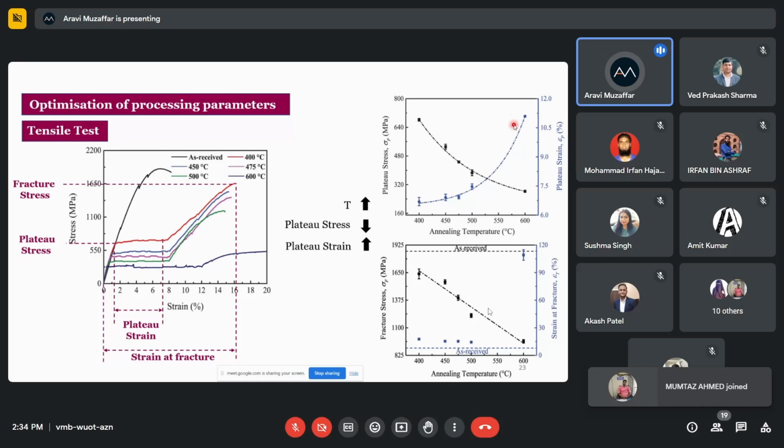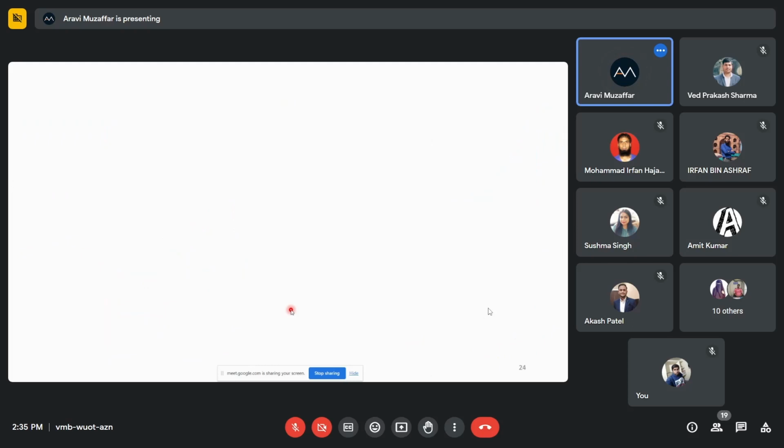And if you look at the fracture stress, that is also decreasing, and the strain at fracture is highest for the material which is recrystallized completely. So at 600 degrees Celsius, the fiber is completely recrystallized and it has the highest fracture strain values.